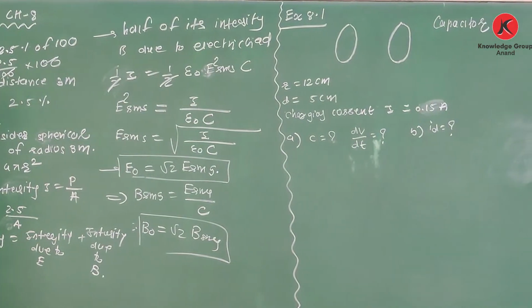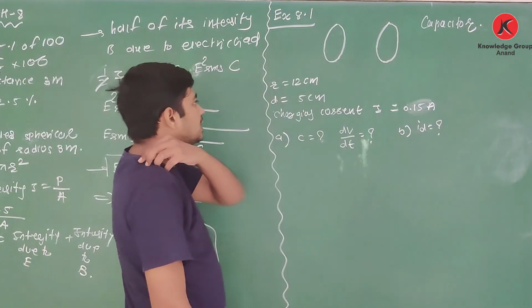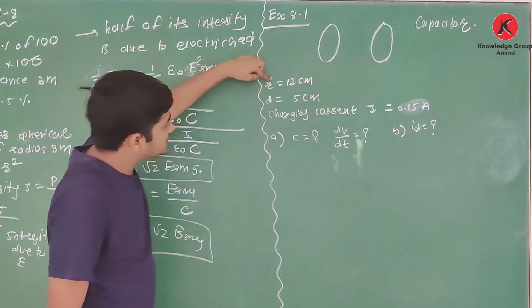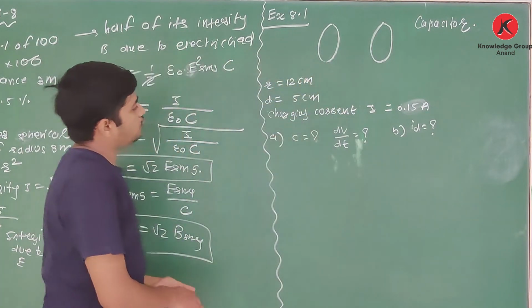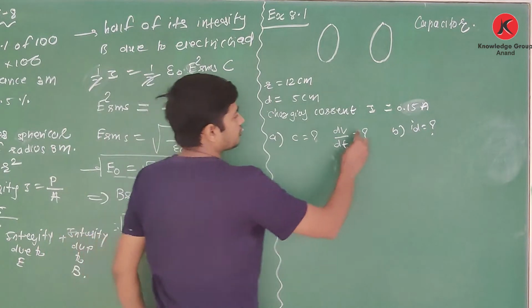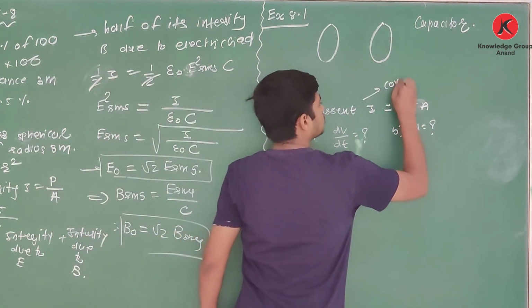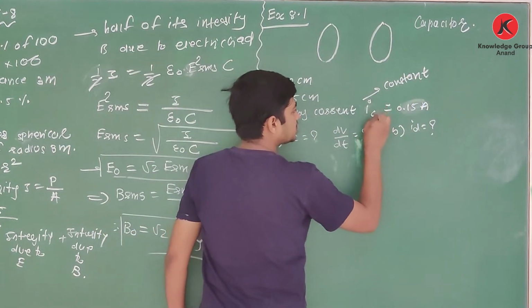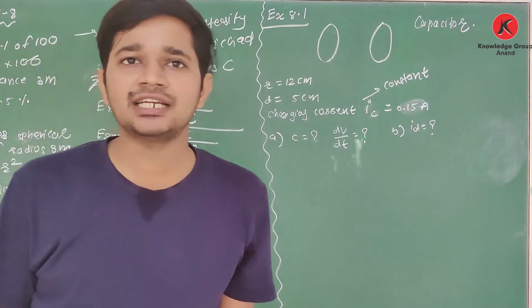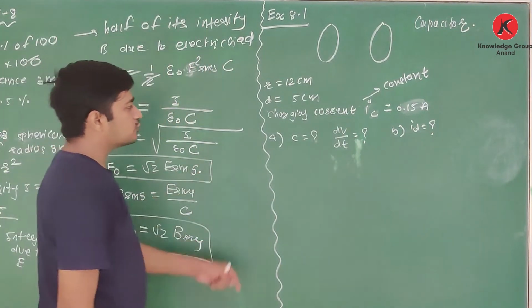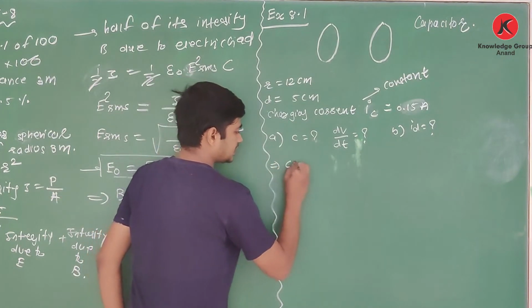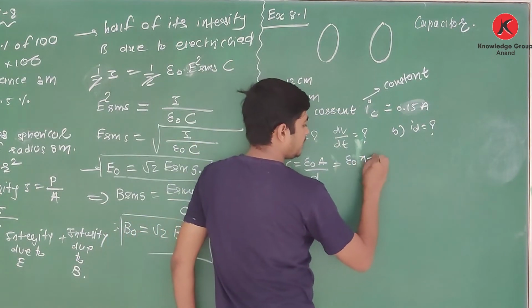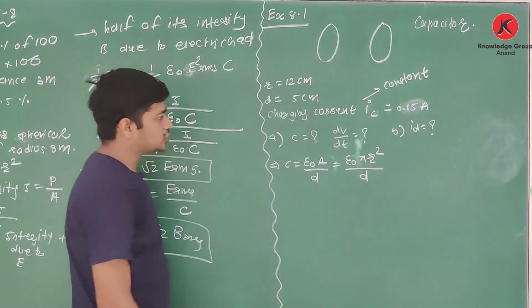Okay, now next question. See what the next question is. Exercise 8.1. You are given a parallel plate capacitor. These two plates, each having radius 12 cm, are separated by distance d equal to 5 cm. Charging current I is equal to 0.15 and it is constant. It is nothing but the conduction current IC. Charging current means conduction current IC. First question: what is C? C is simple. C is equal to epsilon 0 A upon d, where A is pi r square. The first question is simple.